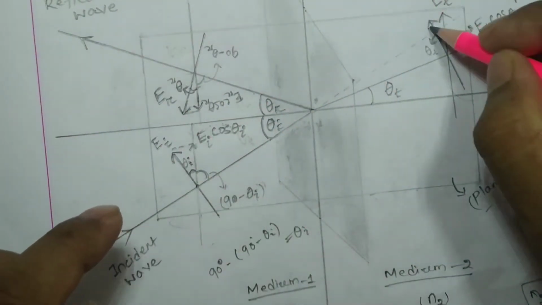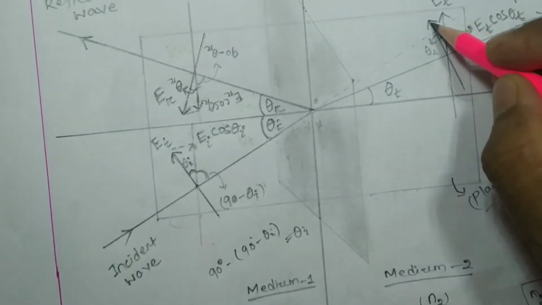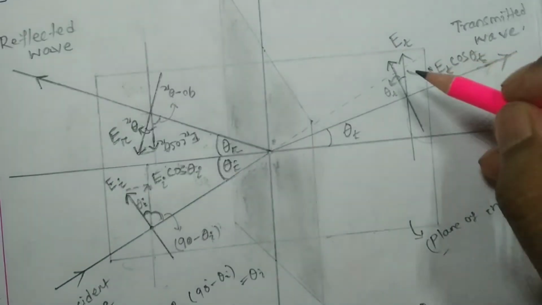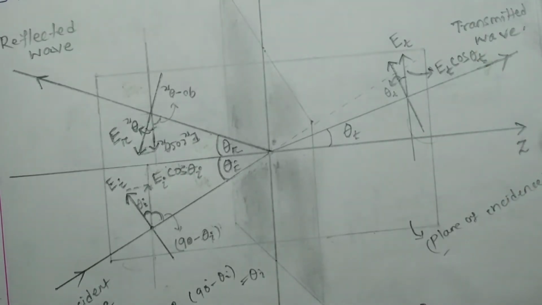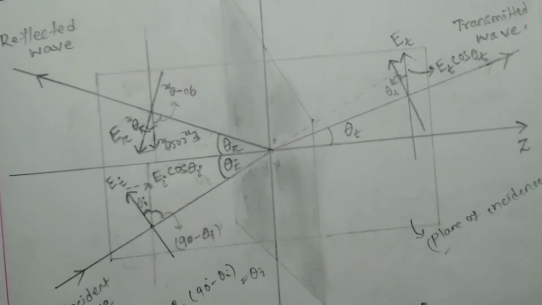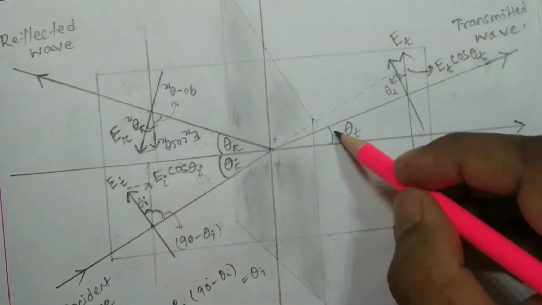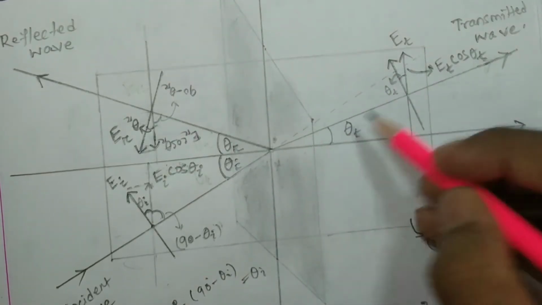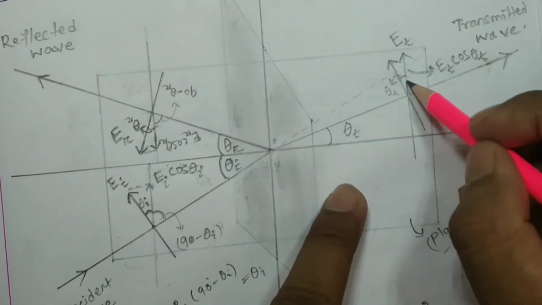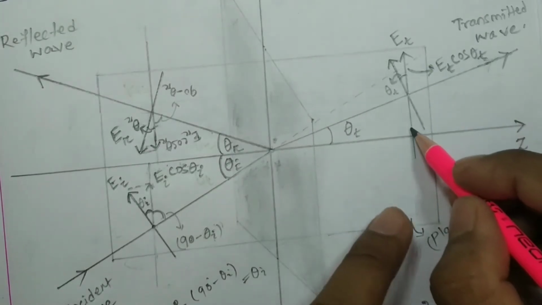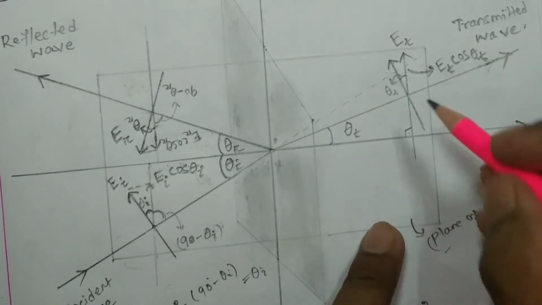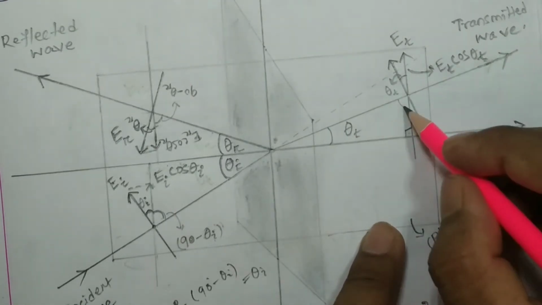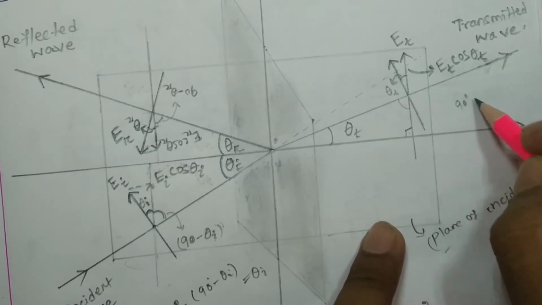This one is your ET, right? However, ET cos theta will be this one. Similarly, you can do the same thing here. Let this be your theta t, and just extend this one, and this is the perpendicular, right? So this is 90 degrees, which means this angle will be 90 minus theta t.